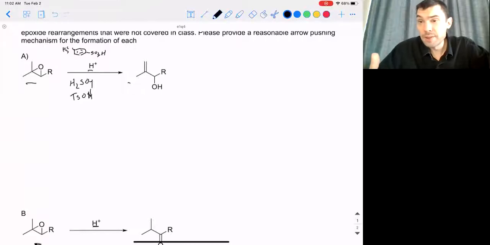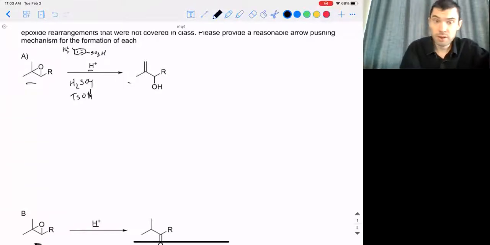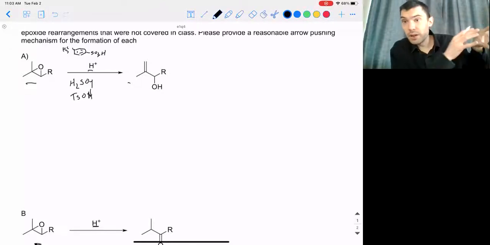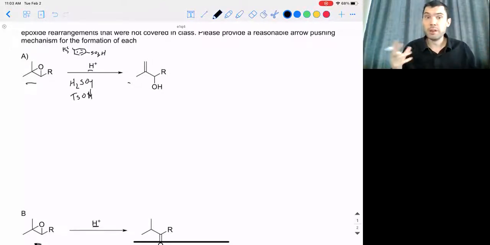I think about tosic acid as being kind of the organic chemist soluble, organic media soluble version of sulfuric acid. So it has the same kind of SO3H. We've just changed the other OH on the far side for a benzene ring, and that benzene ring is way less polar. And so it means we can dissolve tosic acid in solvents that might not appreciate sulfuric acid.